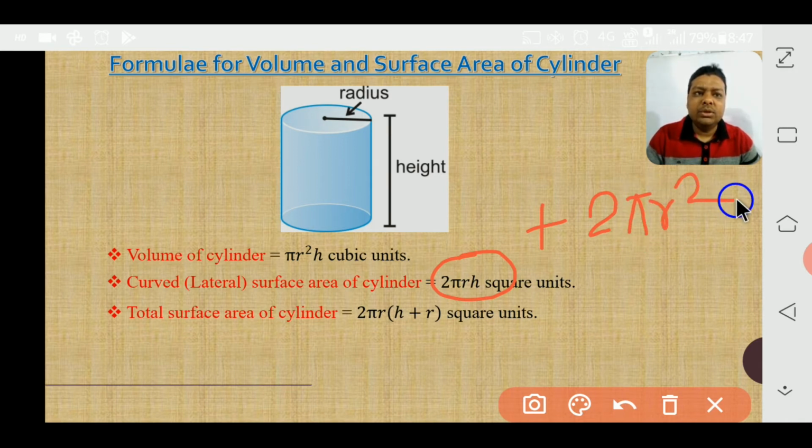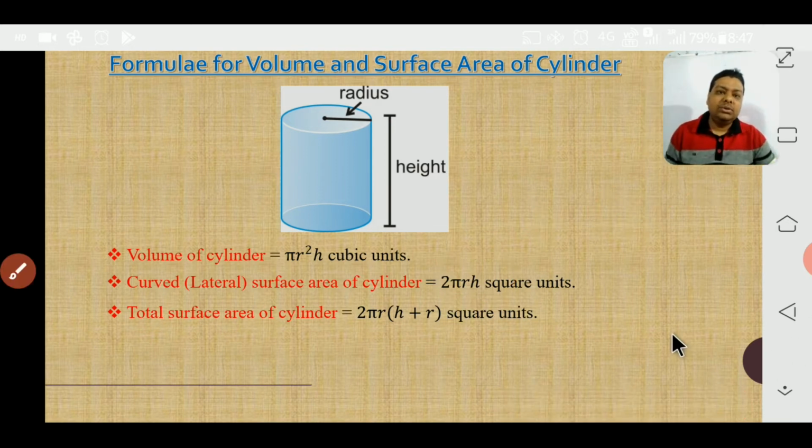Okay. So you can see what is common between these two terms. 2 is common, we have taken out. Pi is common, we have taken out. R is common, we have taken out. So what is left here? H, and what is left here? R. So 2 pi r under bracket h plus r.